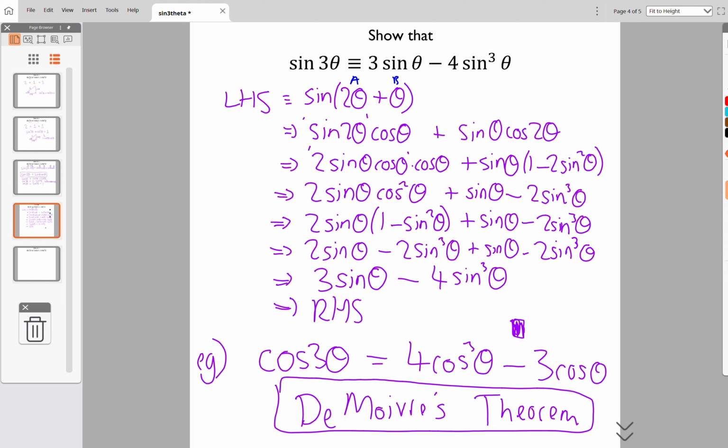So hopefully that was clear. Have a go at doing cos 3 theta, and if you want to research, look into de Moivre's theorem, and that should keep you busy. Enjoy!